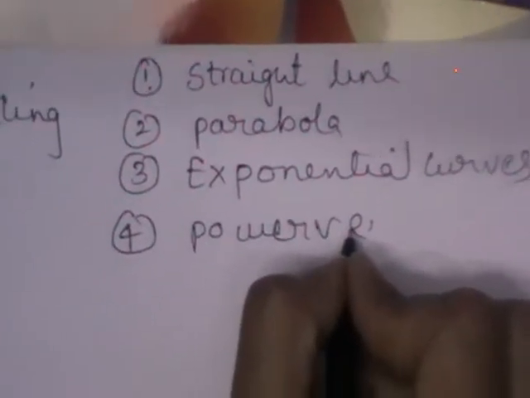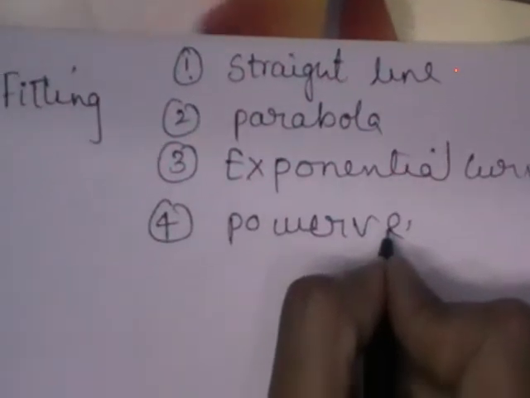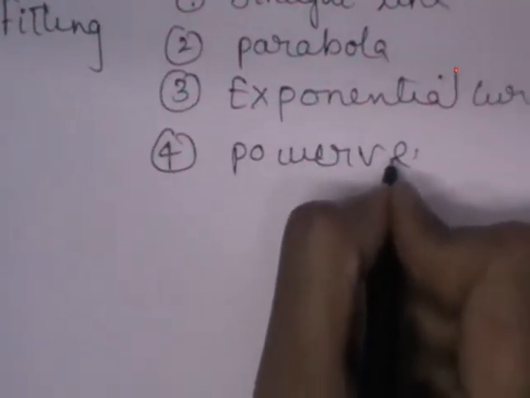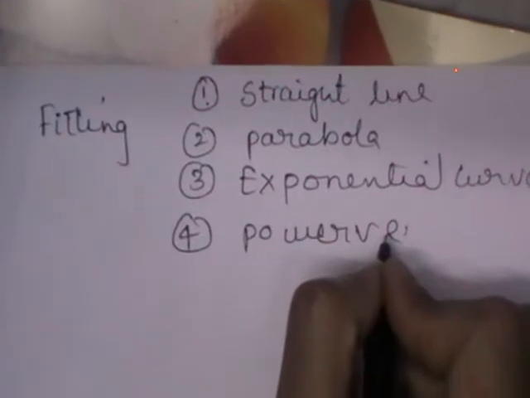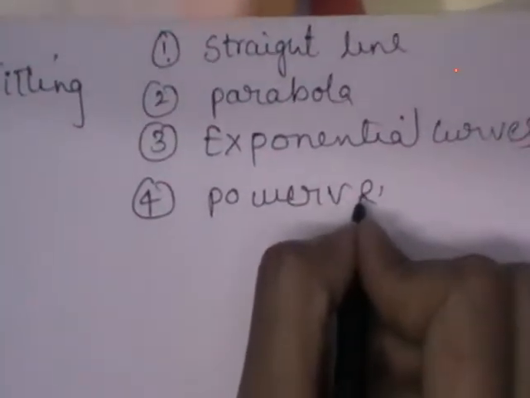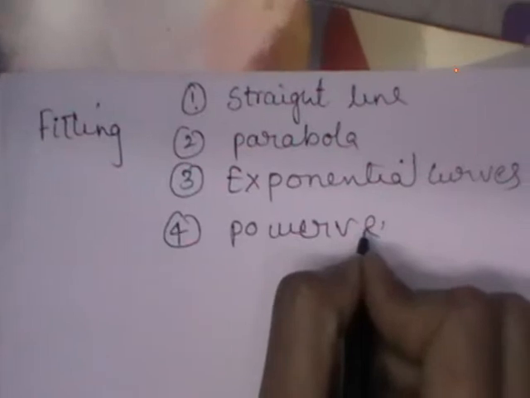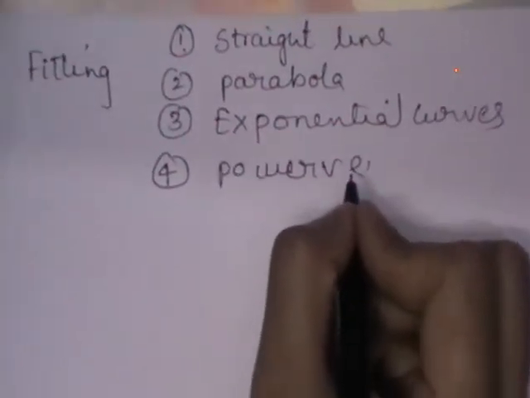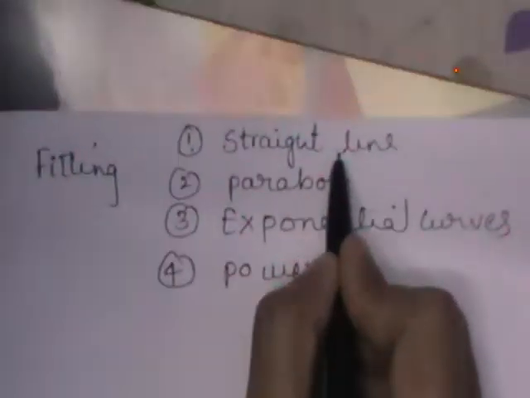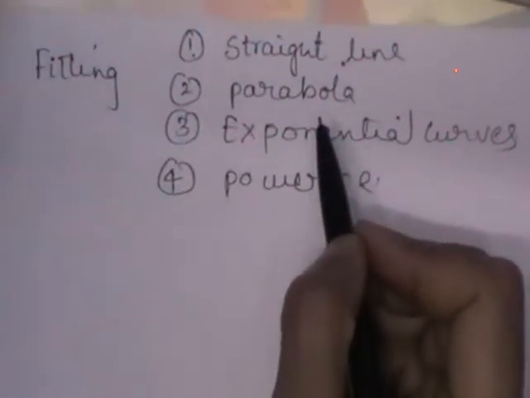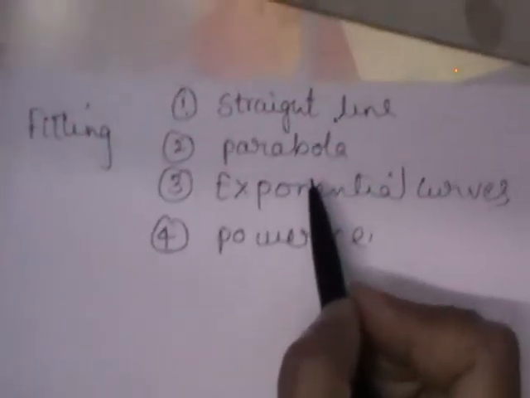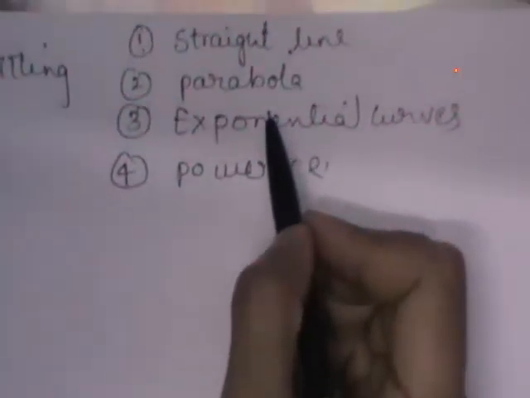What is the meaning of curve fitting? Curve fitting is the technique of finding suitable mathematical curves that closely represent the given data. Again I repeat, curve fitting is the technique of finding a suitable mathematical relationship between two interrelated variables that closely represents the given data. To fit a particular curve to the given data, we make use of the principle of least squares, which consists of minimizing the error sum of squares.